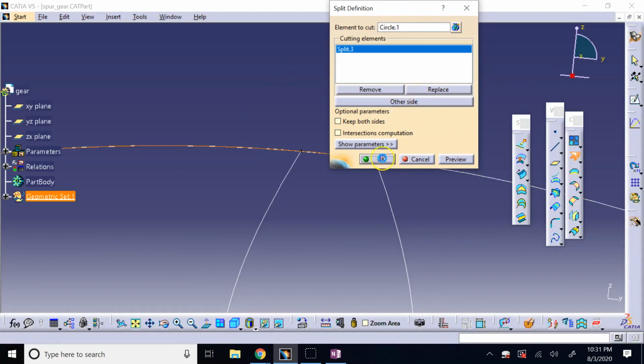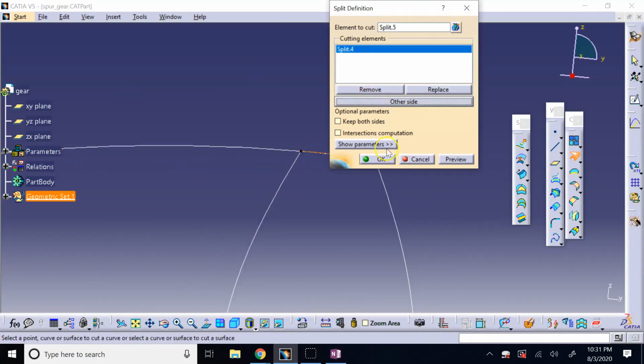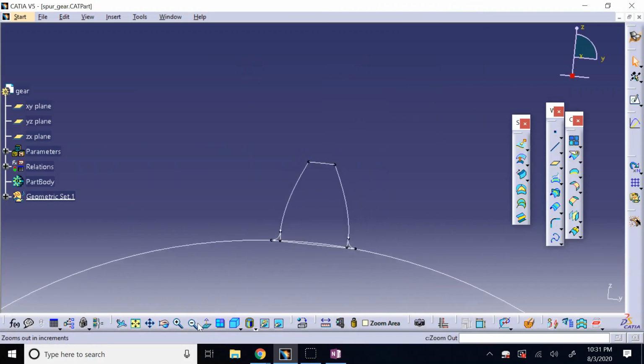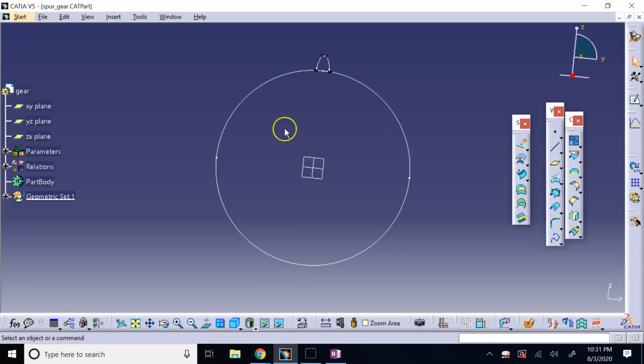Okay. Let's keep this, and then let's see. There we go. So we did a bunch of trim and we cleaned it up a bunch. And now we have to go ahead and basically use this circle as my base circle to extrude, and then use that profile as my tooth profile to extrude as well.